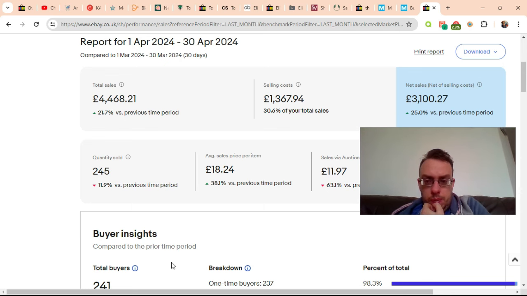One really pleasing stat is that the average sales price, or ASP for short, has gone up by 38%. I did focus on listing some higher value items this month because I knew I would be listing less. So I was hoping that that would compensate, and it really has. I've had some big ticket sales that have really sort of driven the business forward.